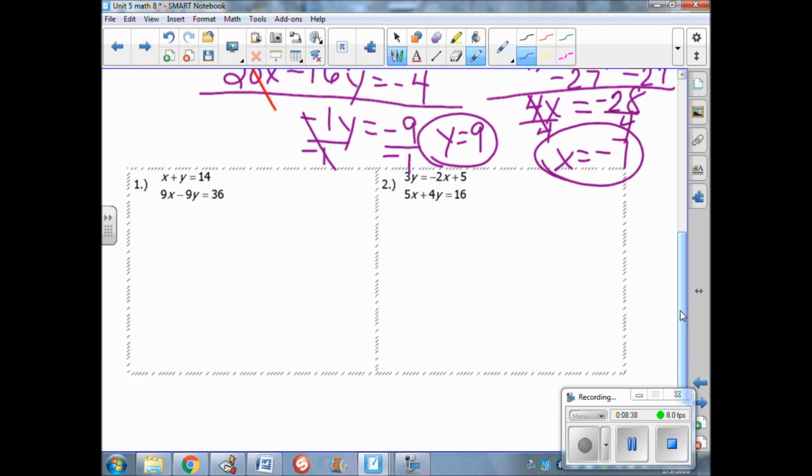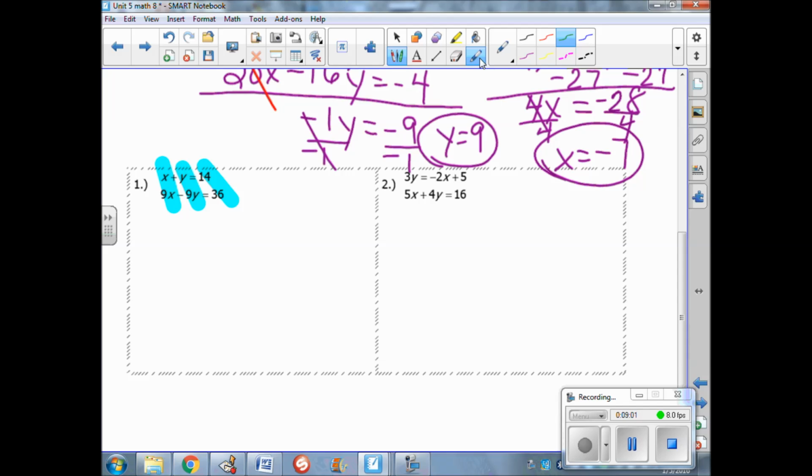So this one probably isn't as crazy, just kind of looking at it. So my x's, my y's, my constants, everything lines up. Let's look for opposites. I don't see any opposites, but I bet if I multiply just that first equation by something, I could get opposites to happen.